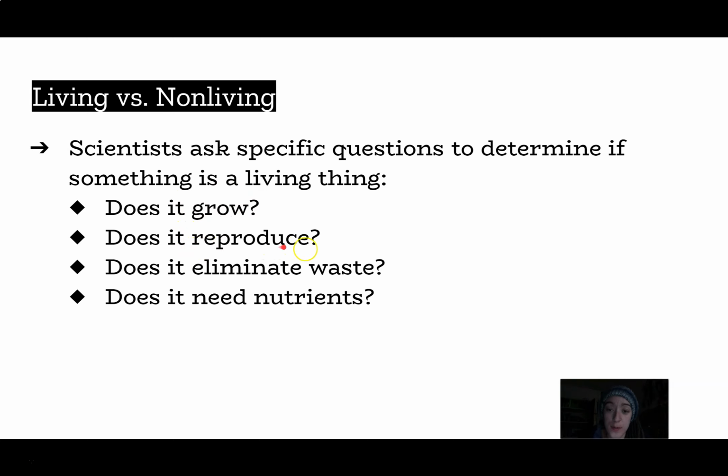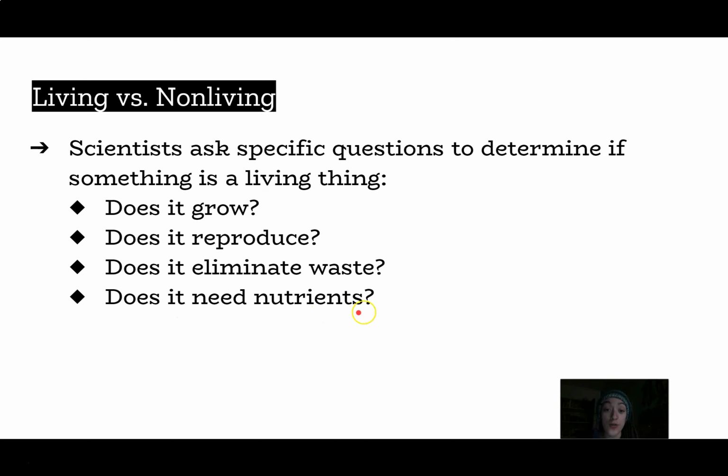Does it reproduce? Reproduction means making copies or making babies. So can it make more of itself? Can it make more of its own species? And then these last ones, eliminate waste, basically means does it poop and does it pee? Or another way to think of it is does it shed extra nutrients and minerals and vitamins, things that it doesn't need? So not only do we eliminate waste through peeing and pooping, but also through sweating, through exhaling. Even just breathing out into the atmosphere is eliminating some toxins from our body.